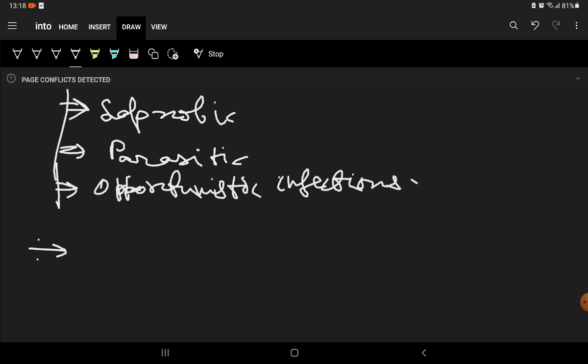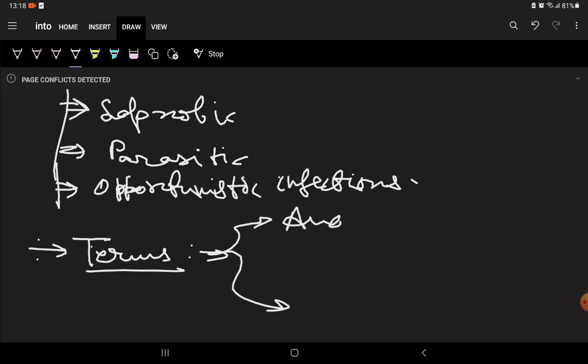Also some fungi produce mycotoxins, so that is a separate chapter, mycotoxin, that we will study later. Okay, now we have studied the main morphological forms of fungus. Now we will study two points that are very important in relation to fungus. So there are two terms: anamorph and teleomorph.